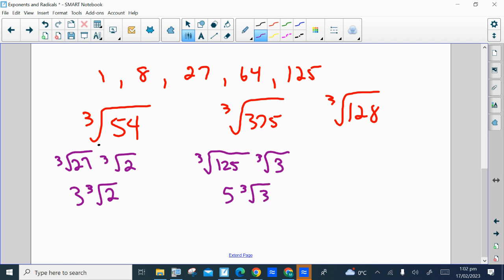So there's the answer. And we already did the cube root of 128 a couple pages ago. 64 times 2 is 128. So it would be the cube root of 64 times the cube root of 2.